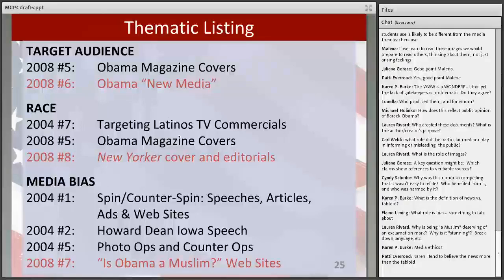So if instead of looking at the elections chronologically, which we oftentimes do as we're teaching history, it would also be interesting to take a look at the issues of media bias or race as present in presidential campaign media construction, our target audience throughout the ages. And that's why we put these together as thematic listings for you in case you want to organize a reflection, particularly over the next year as we're moving into campaign season, or we've been there for a while, deepening that movement by looking at issues of media bias.